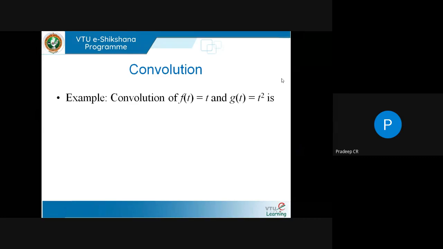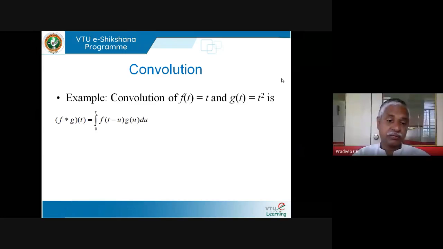What is the result? Let me see. The definition of f star g at t: f star g, remember, is a function, so I have to tell you its value at different values of t. f star g of t by definition is the integral from 0 to t of f of t minus u times g of u du. Here f of t is t and g of t is t square.